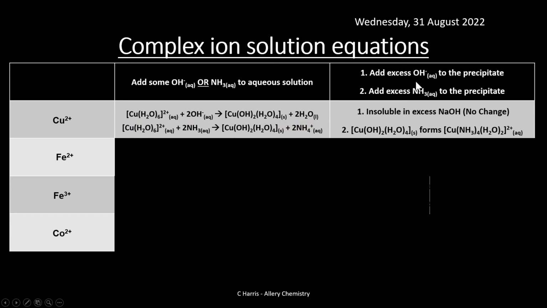And then if we add excess hydroxide or excess ammonia, it's insoluble for this one. But for this one, we go from this and it forms this. So we basically get a ligand substitution, or partial ligand substitution.